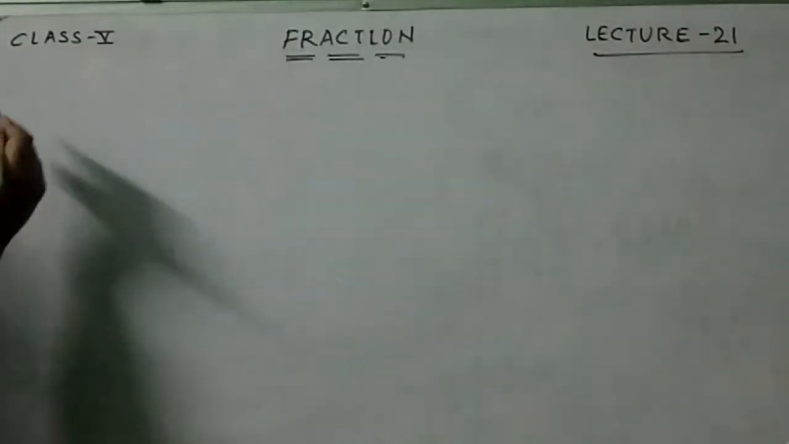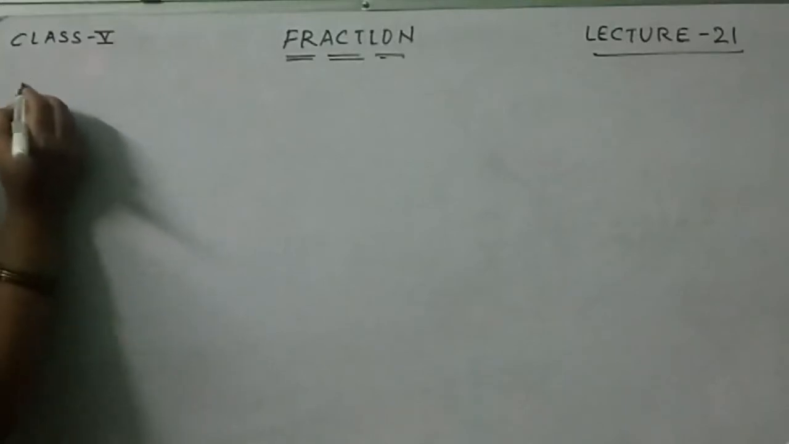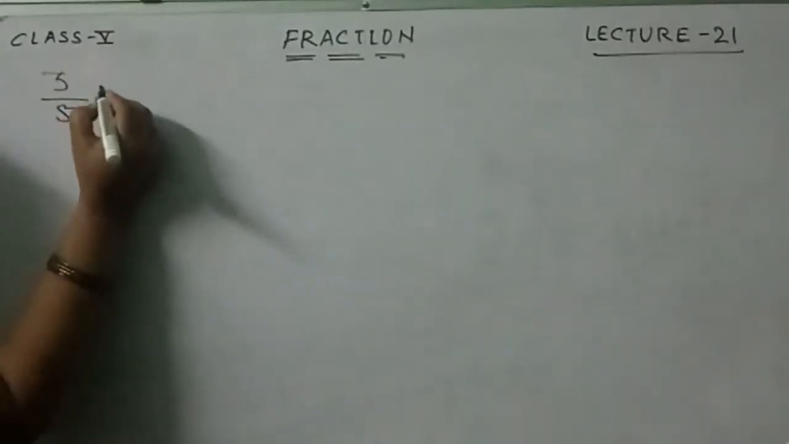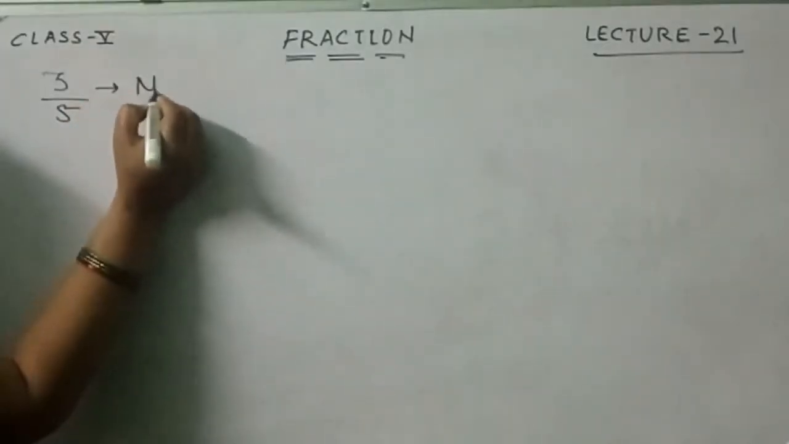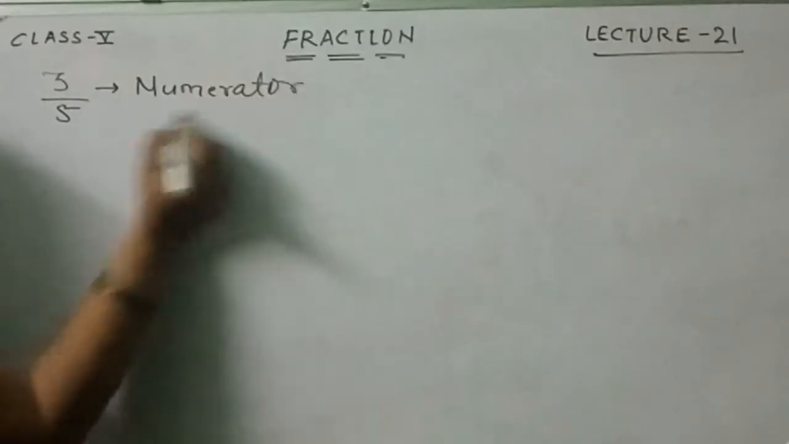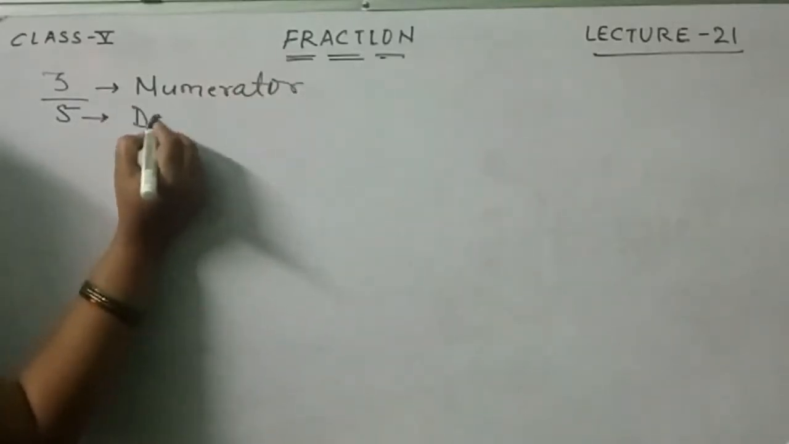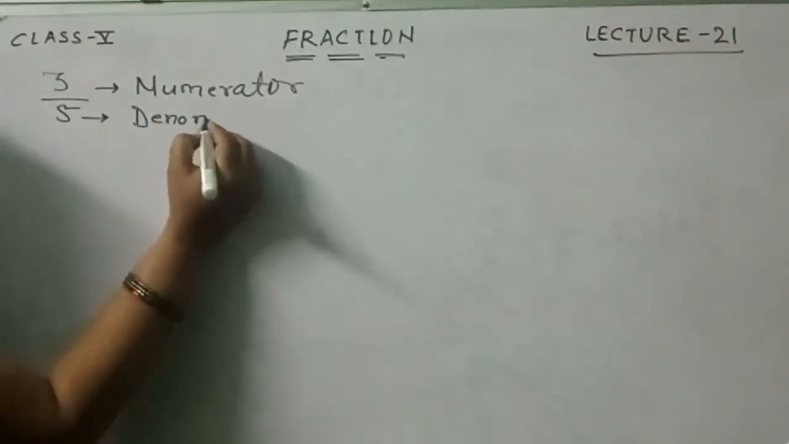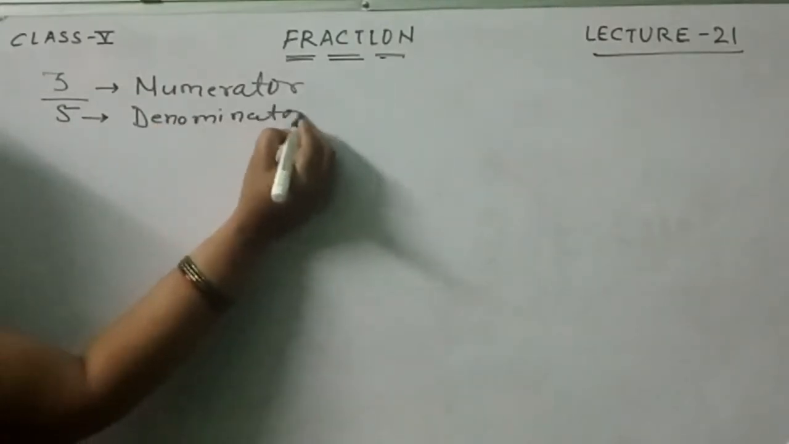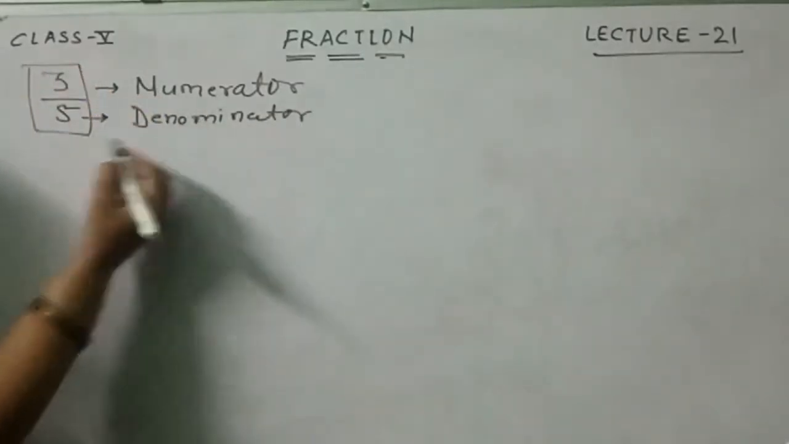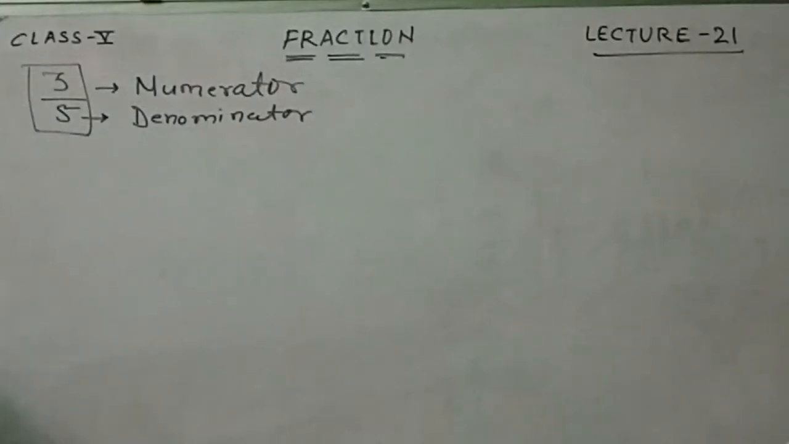Students, first I want to remind you, if 3 by 5 is one fraction, in that, what is 3? 3 is the numerator. And what is 5? 5 is the denominator. D for down, D for denominator. Remember, in the fraction 3 by 5, 3 is the numerator and 5 is the denominator. Now you know about the numerator and denominator.